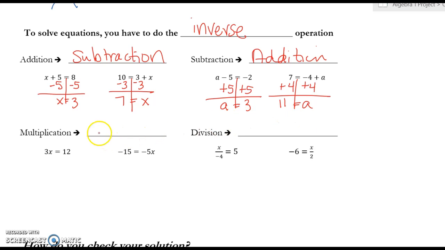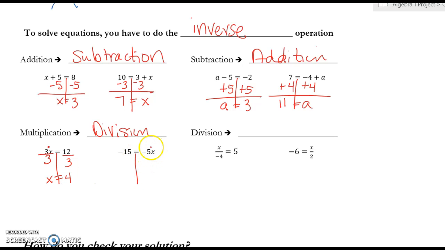All right, now we have the next two operations. Multiplication, the opposite of multiplying is dividing. Oops, division. There we go. So this says 3 times x. So I do not write a divide by sign. What I do is I treat them like fractions. A lot of people don't like fractions, but the more you do them, the more comfortable you are with them. And so now 12 divided by 3 is 4.